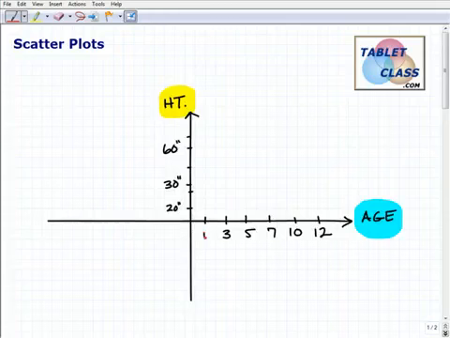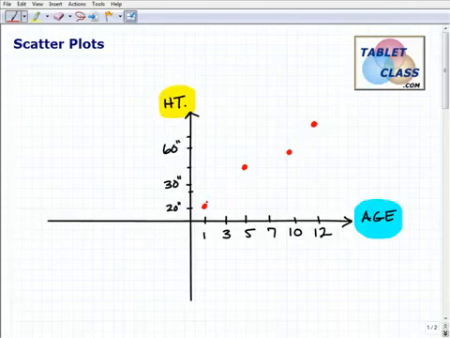Let's say we know somebody who's 1 year old, 20 inches. A 5-year-old, maybe, oh, I don't know, say 40 inches. A 10-year-old, maybe they measured around 59 inches. 12 years old, maybe they're a little bit taller, somewhere, say 70 inches. That's pretty tall, but let's say that was the case. Actually, 70 inches, yeah, I guess that's a little bit taller than average.